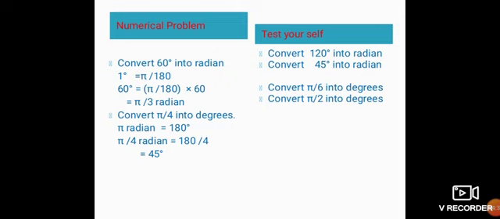Second problem. Convert pi by 4 into degrees. Pi radian is equal to 180 degree. So pi by 4 radian is equal to 180 by 4. The answer is 45 degree. Solve the problem based on the given examples.